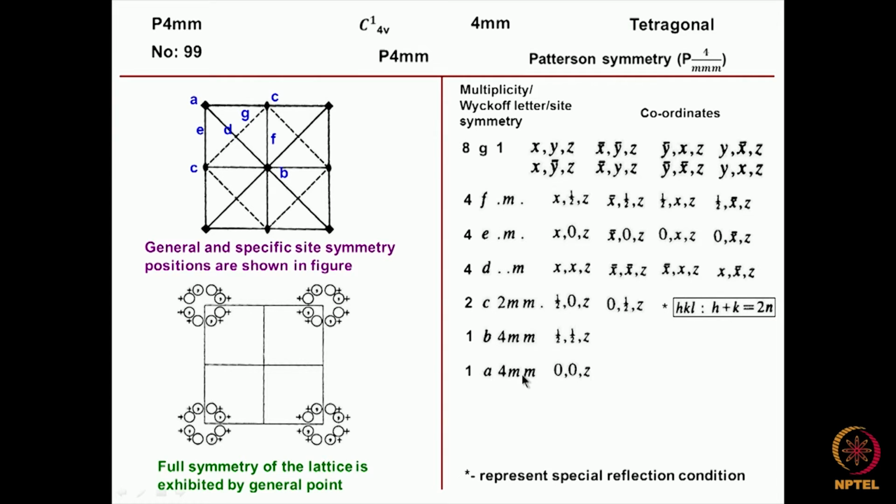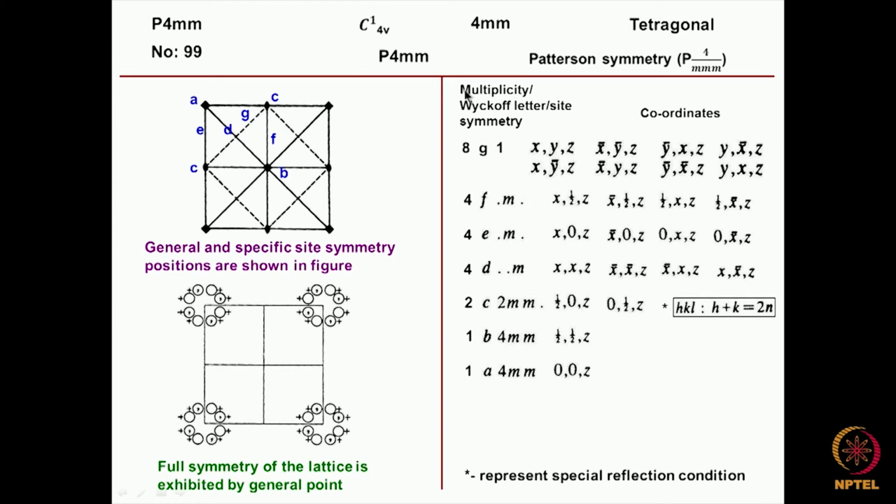Then how many equivalent points are there? There is only one in the case of 4 mm. So that is what is being shown. And B is this position, C is going to be this position, D is going to be these 2. E is this mirror, F is going to be this mirror, G is anywhere within this one, you can take a point. That is where it is a general position.